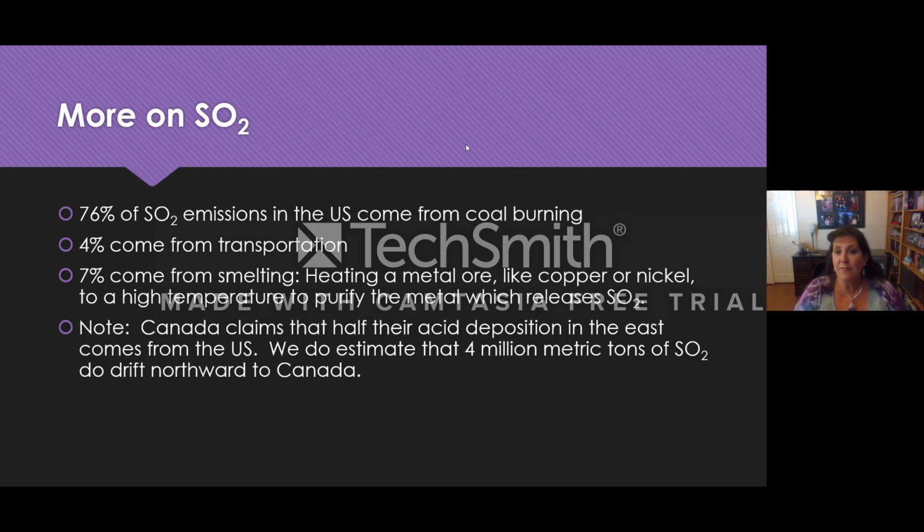Canada claims half their acid rain in the east comes from the United States. Eek, we do estimate that about 4 million metric tons of SO2 do drift northward to Canada. Wow, shame on us.